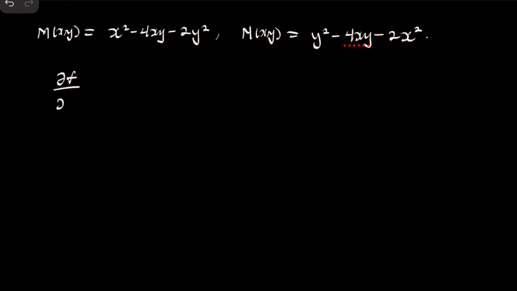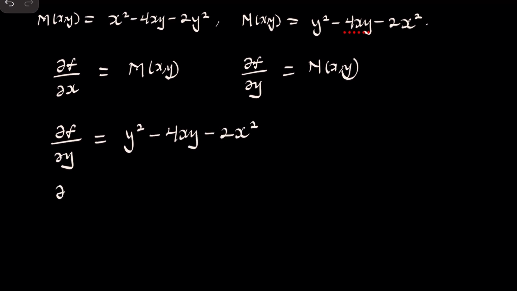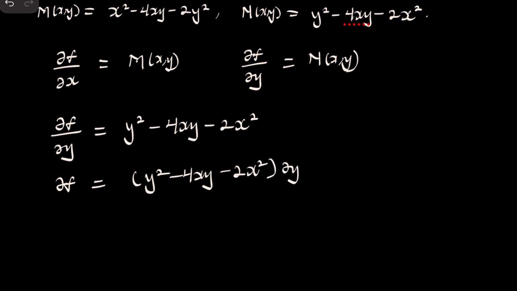By definition, partial of f with respect to x is equal to M of x y, and partial of f with respect to y is equal to N of x y. So here let's choose to work with the second equation. And so we are going to say that partial of f with respect to y is equal to y squared minus 4xy minus 2x squared. Simplifying this, we have partial of f is equal to y squared minus 4xy minus 2x squared partial of y. Our main focus is to find f of x y, so we need to integrate both sides.